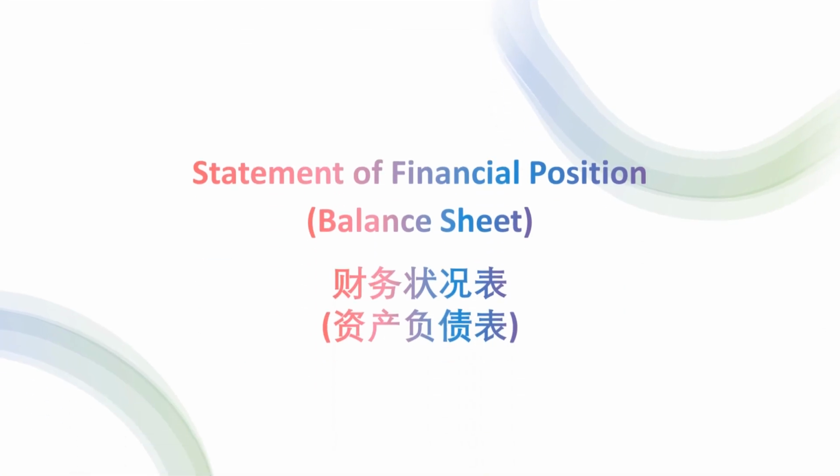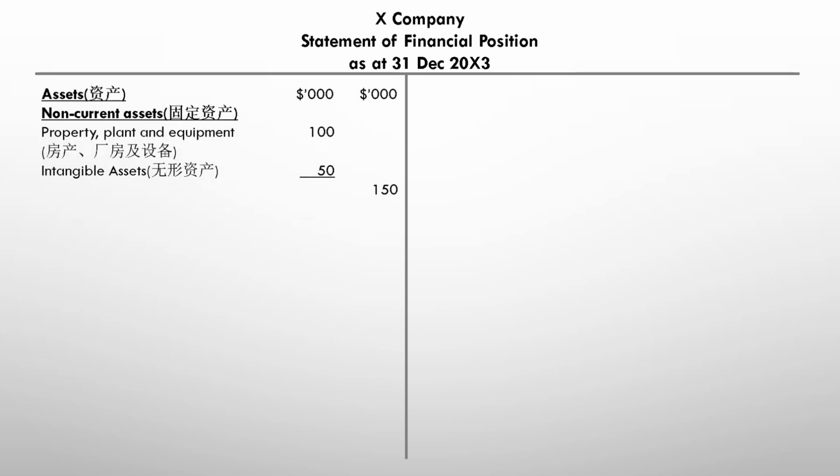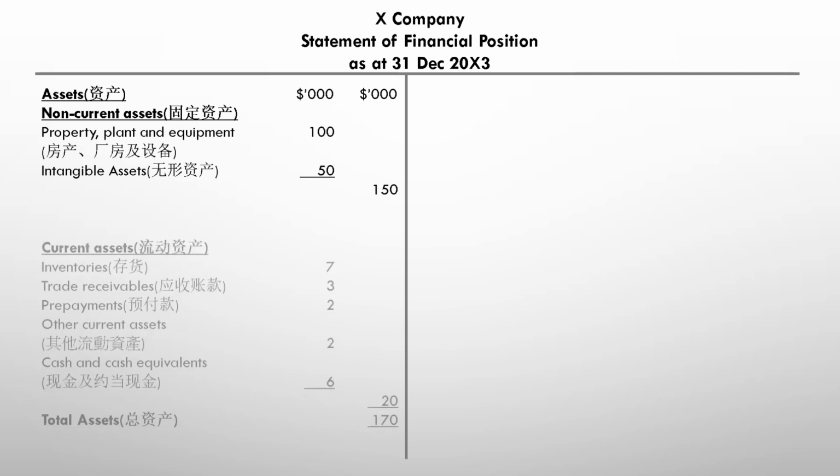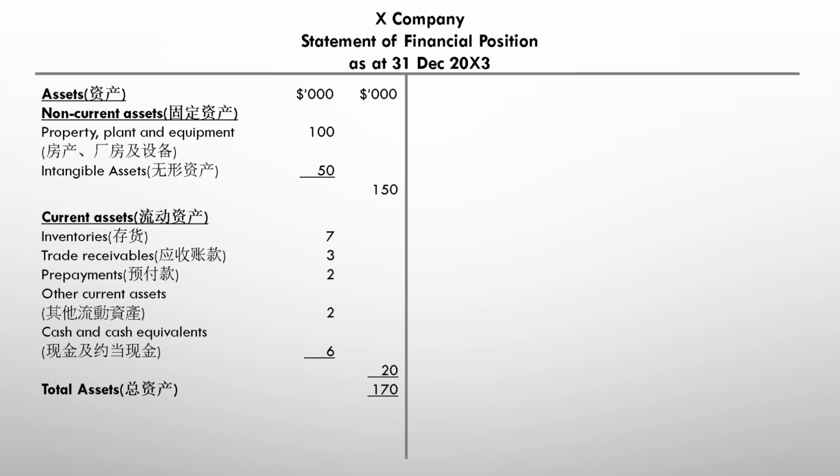Second statement, statement of financial position. Starting with the title, we will begin with the left side. The assets items. First, we will have our non-current assets, such as property, plant and equipment, and intangible assets. Second, we will have current assets, like inventories, trade payables, prepayments, other current assets, and cash equivalents.